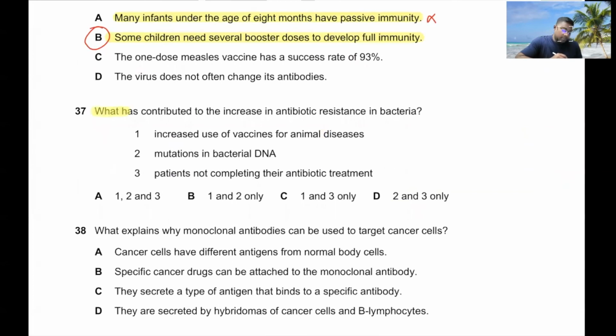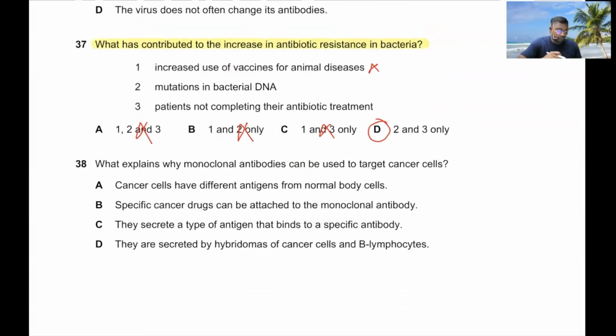Question number 37, what has contributed to the increase in antibiotic resistance in bacteria? An increased use of vaccines for animal diseases? Well, no. Number 1 is wrong. If number 1 is wrong, then for question number 37, option D is the correct answer.